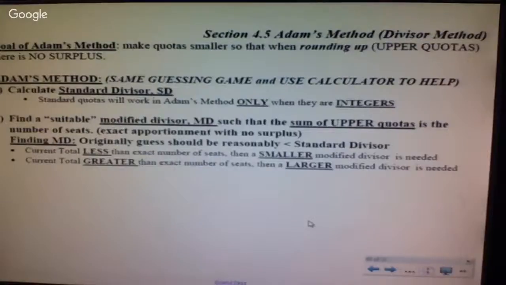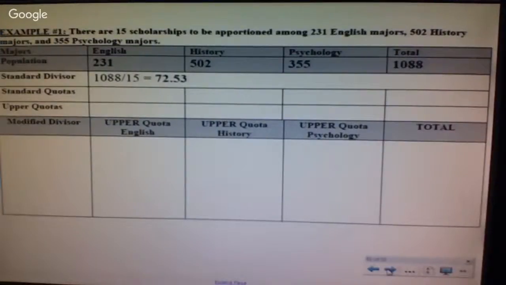So, Adams came through and said, we're going to do the same exact method. Everything's the same: same way to get the standard divisor, same way to get your standard quotas. From the standard quotas is where we're going to change. Adams said, instead of using lower quotas, we're going to use upper quotas. So everything's now going to round up, and we're going to play that same exact guessing game that we played with Jefferson. Okay, 2 examples with me, and then I'm going to let you do the last 2 on your own.